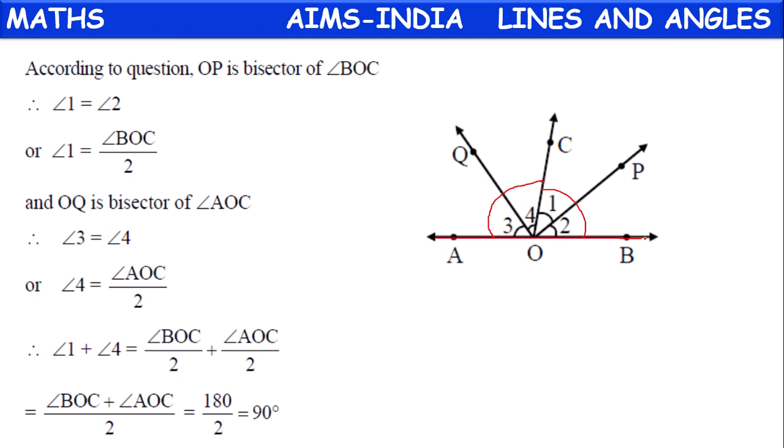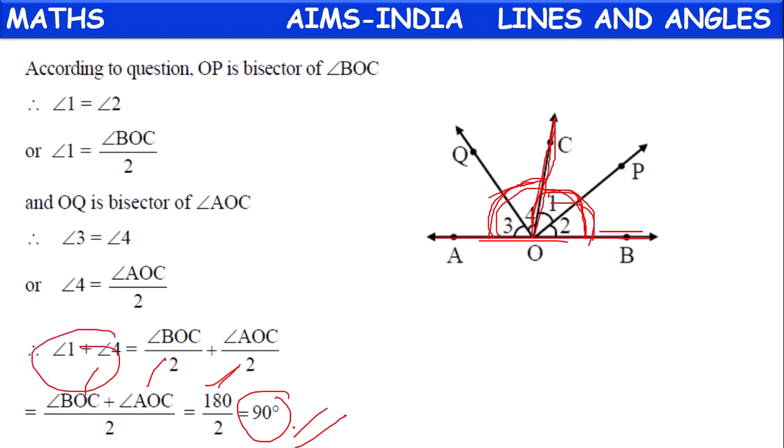So AB is the line, OC is the ray. So these adjacent angles form a linear pair. Because they are opposite rays, they form a linear pair. So BOC plus AOC equal to 180 degrees. BOC plus AOC equal to 180 degrees by 2. So 90 degrees. So angle 1 plus 4 equal to 90 degrees, or angle POQ equal to 90 degrees.